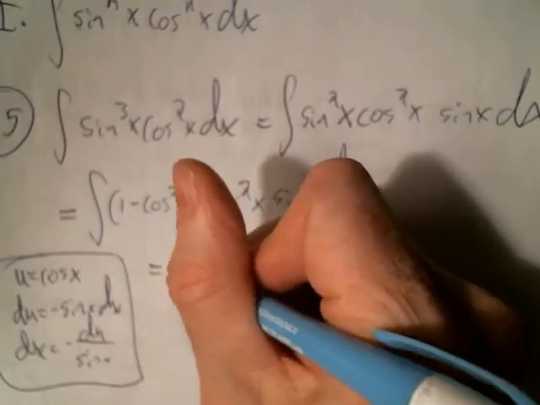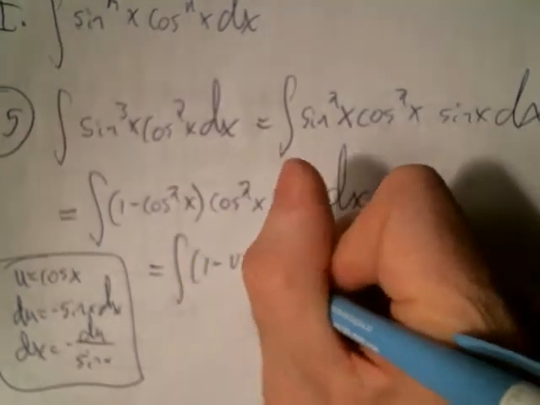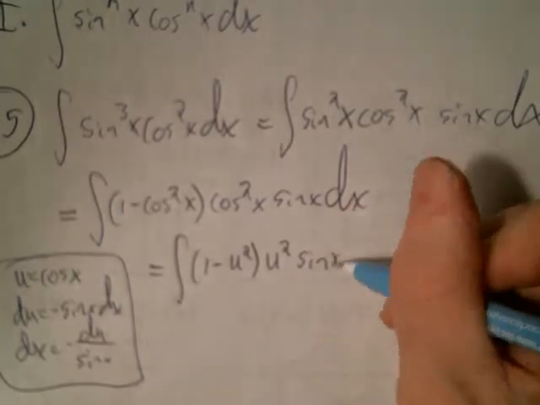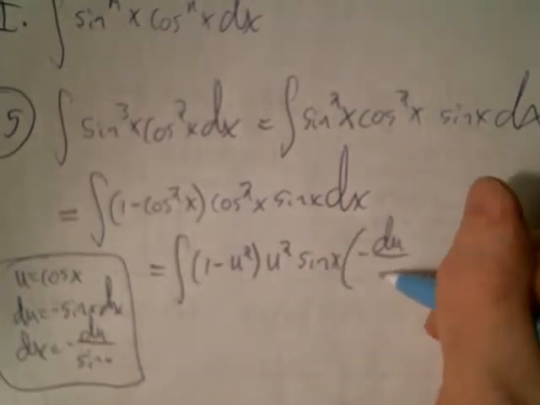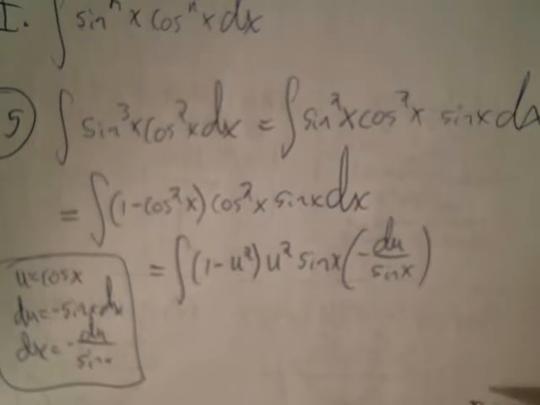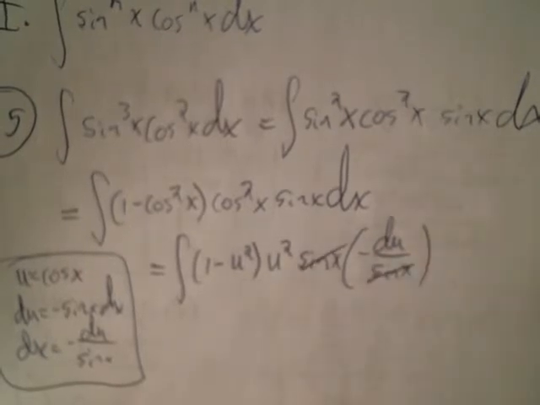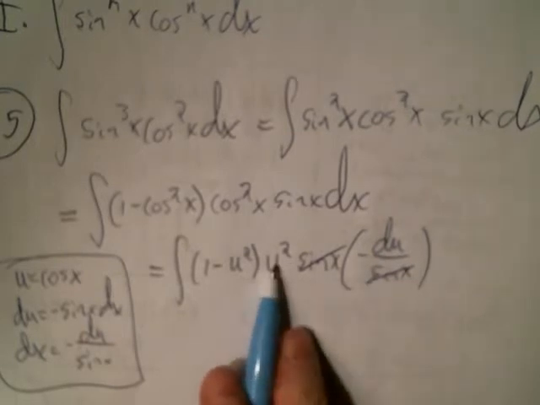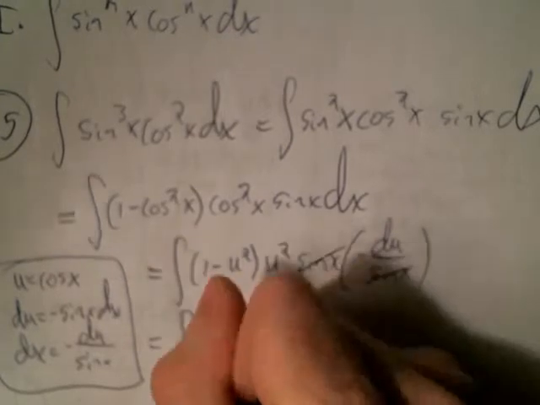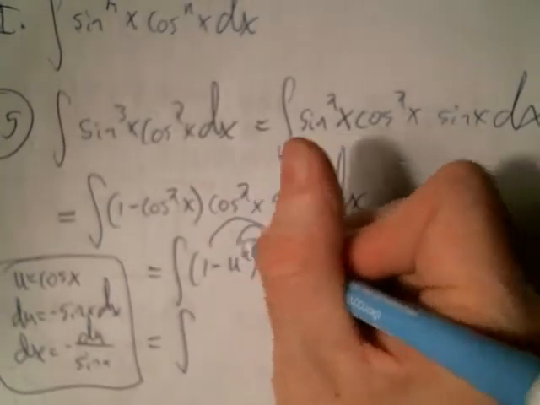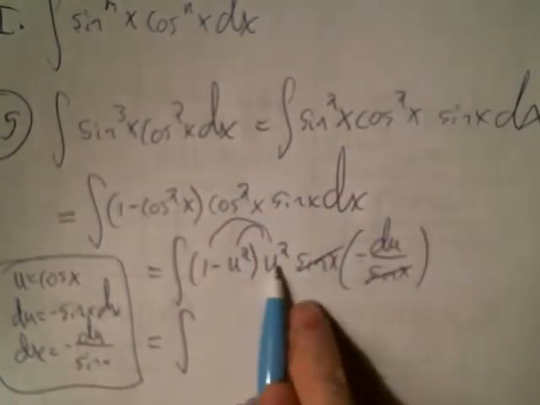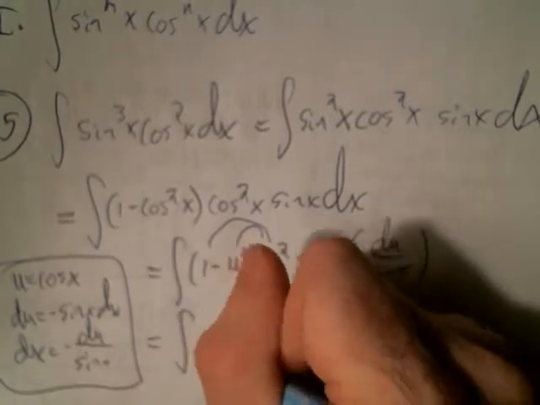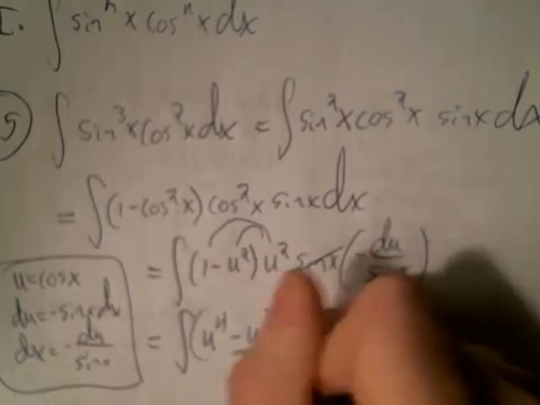So here I go then. I'll have 1 minus u squared times sine of x, times dx, which is now negative du all over sine x. The sine x's divide out. I'll have negative u squared, and I can distribute that. When I attach the negative 1 to the u squared, I'll have negative u squared plus u to the fourth. Let's rewrite that as u to the fourth minus u squared.